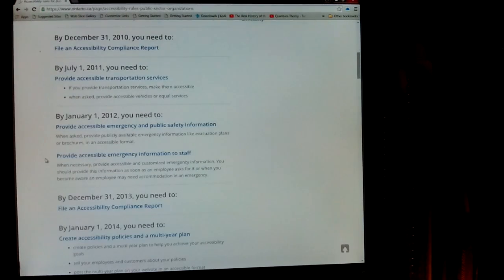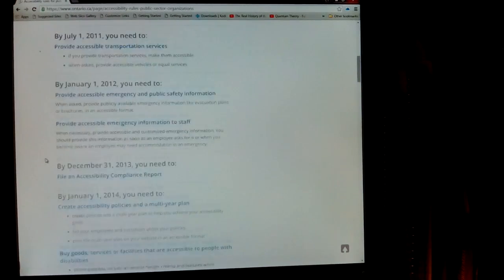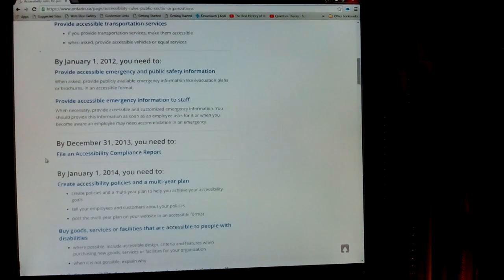By January 1st, 2012, you need to provide accessible emergency and public safety information. When asked, provide publicly available emergency information like evacuation plans or brochures in an accessible format. Provide accessible emergency information to staff. When necessary, provide accessible and customized emergency information. You should provide this information as soon as an employee asks for it or when you become aware an employee may need accommodation in an emergency.